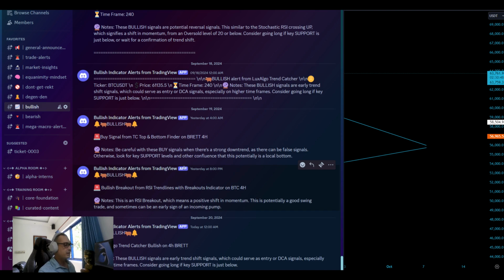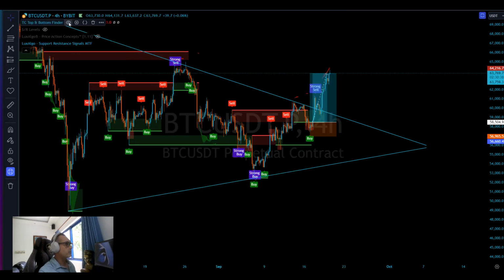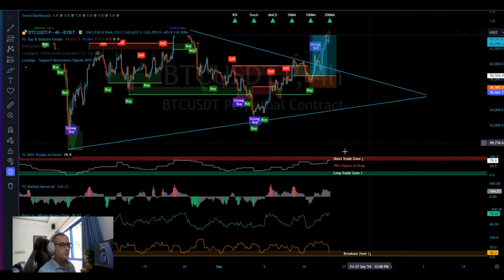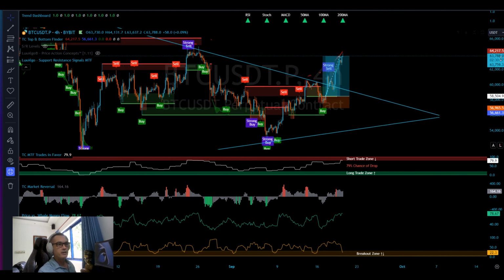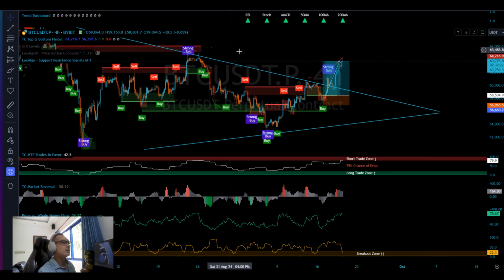If you're in the VIP, you have all of these alerts available. You've got both bullish and bearish, which, by the way, the daily TC top and bottom finder is indicating that we are due for a pullback. So I'm potentially going to take a little short here, although with the way that the bullish momentum has been lately, it's a little risky. I would rather we came up to about 65 and then just tapped that liquidity. That would be a great spot for a short trade.